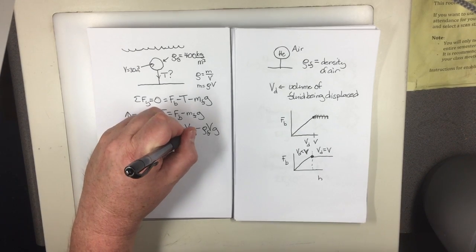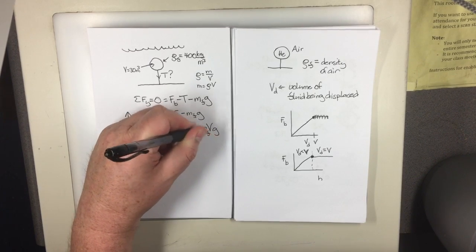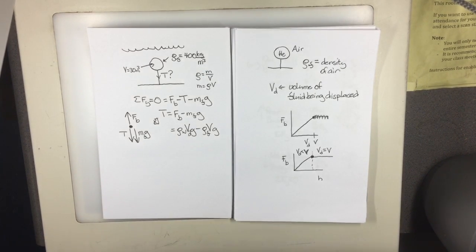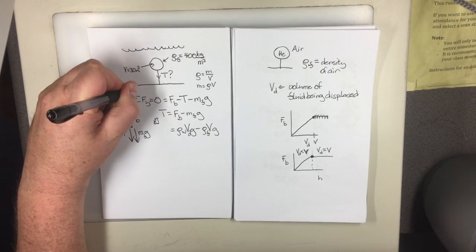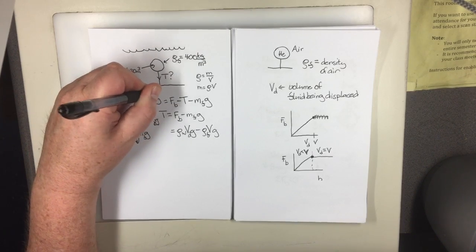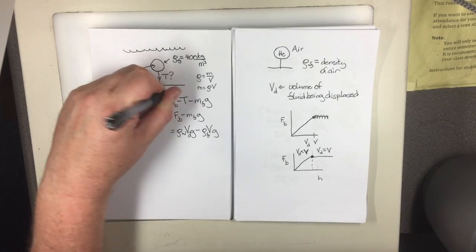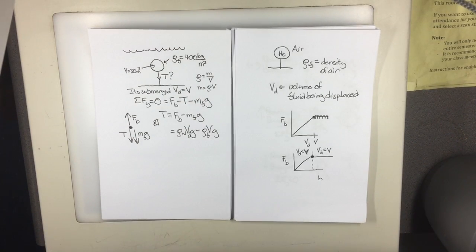Now, technically, I could put that and then leave that blank because that's still the volume of the object. But because it's submerged, V sub D is equal to V. I got it. Thank you. You're welcome.